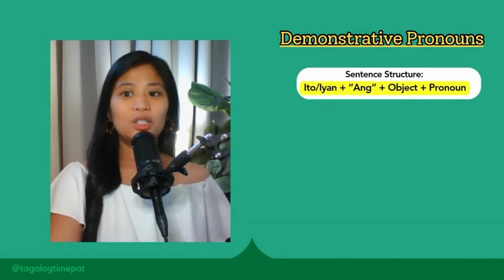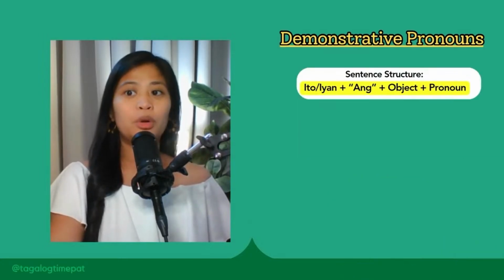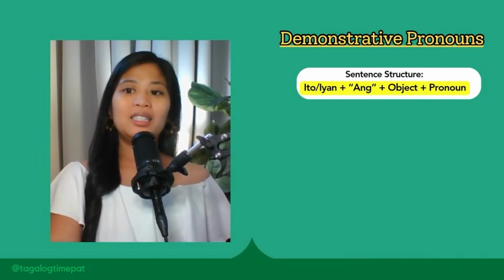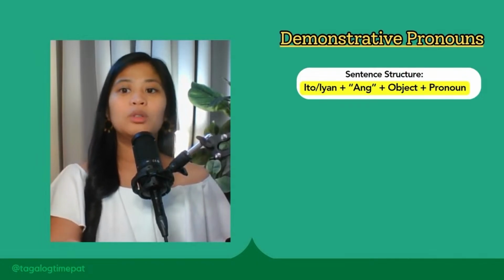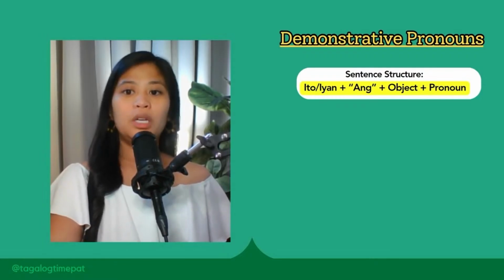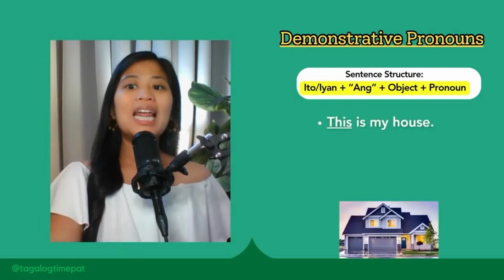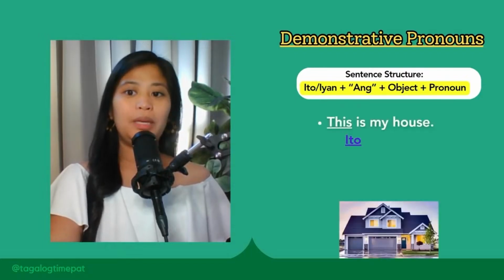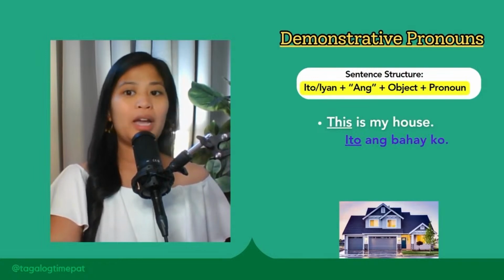So here's the sentence structure for how demonstrative pronouns can be used. Ito or iyan goes first. It's taking the place of the adjective. Then it's the word ang, then it's the object, then it's the pronoun. So the last part of this sentence structure is the same as what we've just learned. So here's how it's used. This is my house would be ito ang bahay ko. Ito ang bahay ko. This is my house.